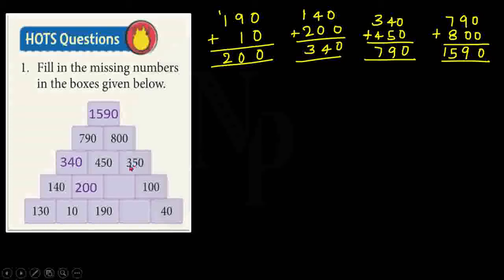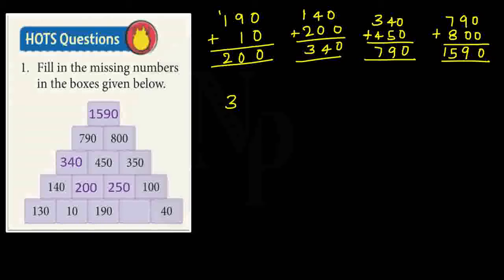Here also, if you subtract 350 from 800, you will get 450. Or subtracting 450 from 800, you will get 350. Moving further here, subtracting 100 from 350, you will get the number to be filled in this box. So what is 350 minus 100? Yes, it is 250, which is to be filled in this box here. 250. You may verify if it is required.